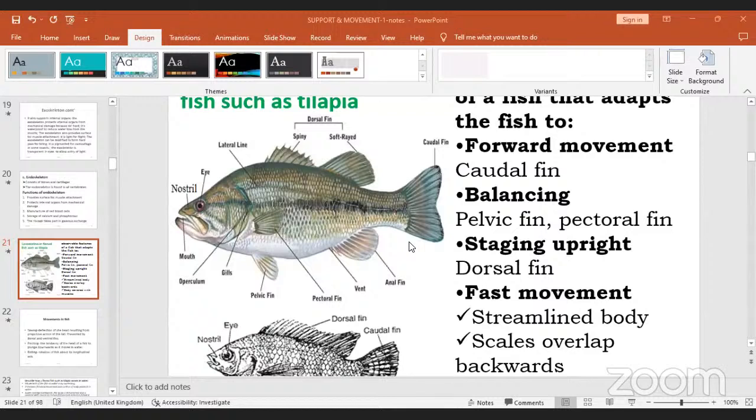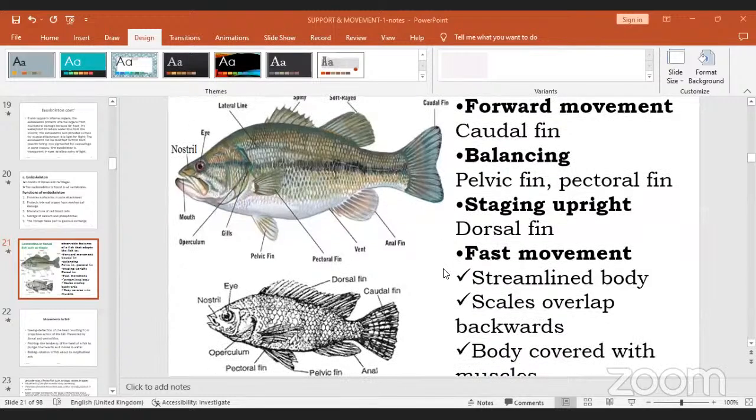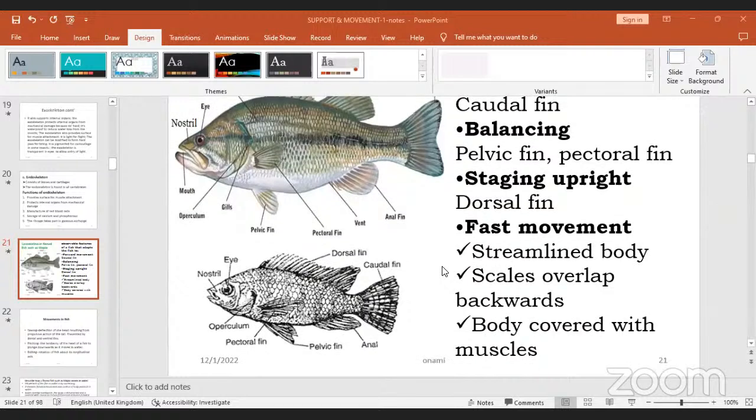For staying upright so that it maintains an upright posture, it is the dorsal fin. The caudal fin may also contribute, and the anal fin, but the main one is the dorsal fin. Then for fast movement in water, there are various modifications in the body of the fish: streamlinedness, scales overlapping backwards, and a body covered with muscles called myotomes. They're able to contract and relax, enhancing movement.